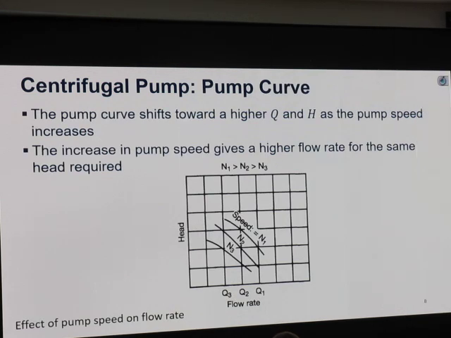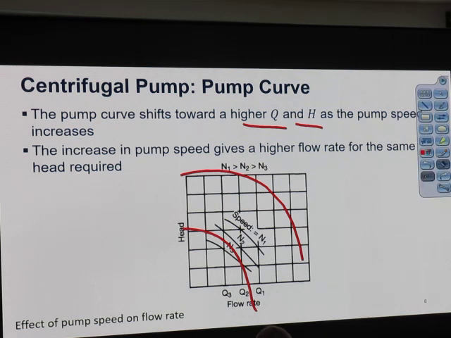This pump curve also depends on the speed of the pump. See, the pump curve shifts toward higher Q and H. Q is flow rate, H is head. As the pump speed increases, if you have a different size of motor and it spins faster, it delivers more. If it spins slower, it delivers less. The pump curve shifts based on that RPM.